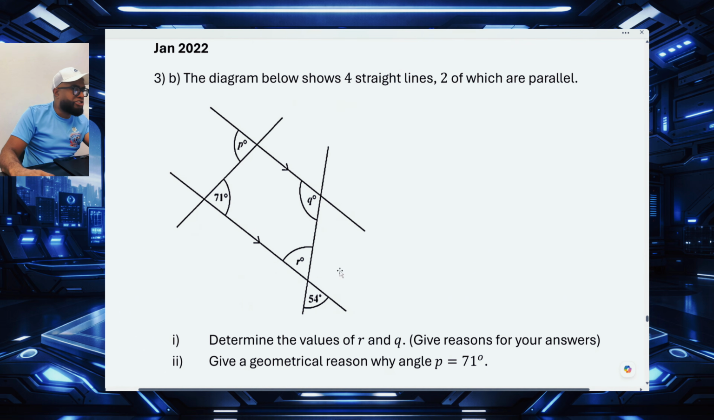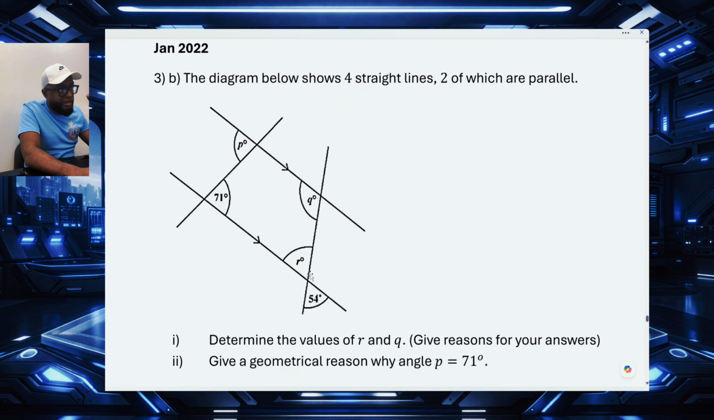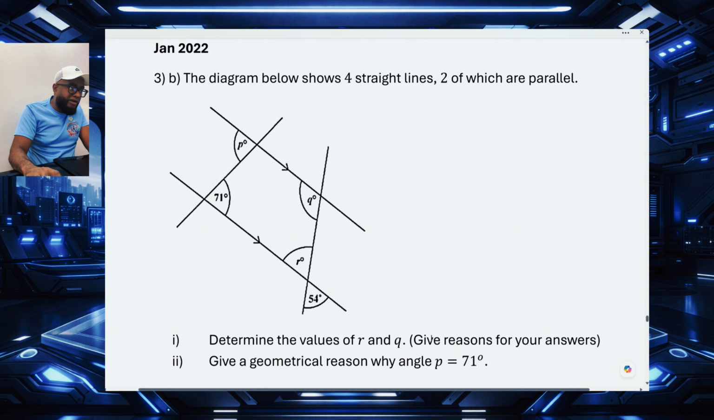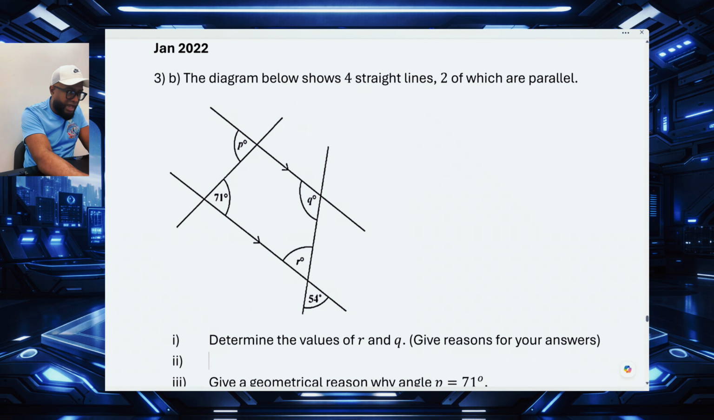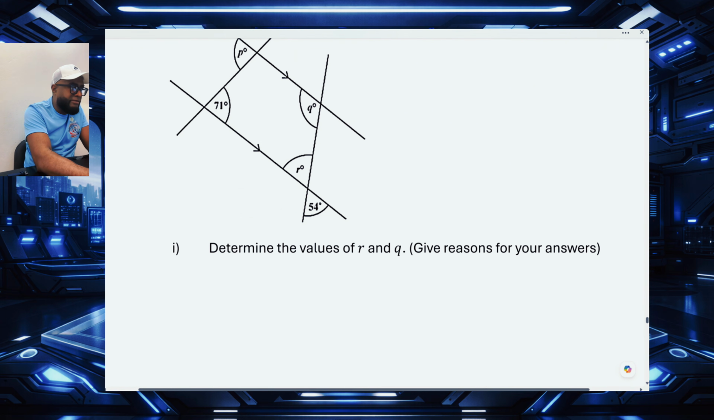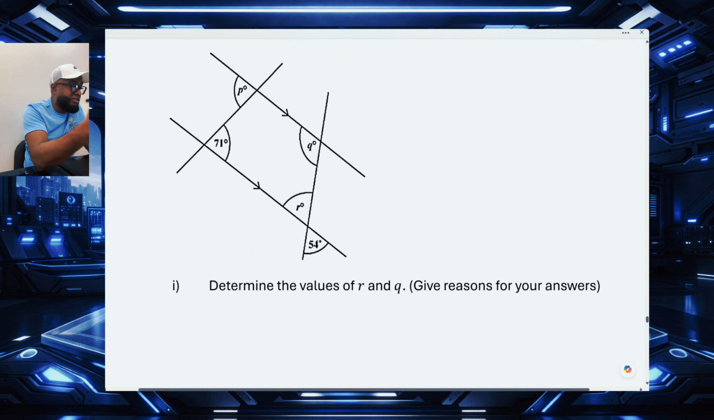Right, so January 2022, the diagram below shows 4 straight lines, 2 of which are parallel. So these 2 lines are parallel. Once you see parallel lines, you know we could activate corresponding angles, alternate angles, co-interior angles. So we started with R. They said determine the value of R and Q, give reasons for your answers. What would be R and what would be the reason for your answer?